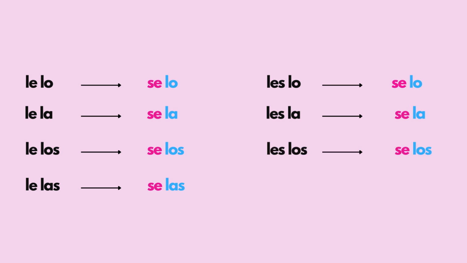Now, let's sum up how to switch out le and les with se in sentences that have direct and indirect object pronouns together. Le lo becomes se lo. Le la becomes se la. Le los, se los. Le las, se las. Les lo, se lo. Les la, se la. Les los, se los. Les las, se las.